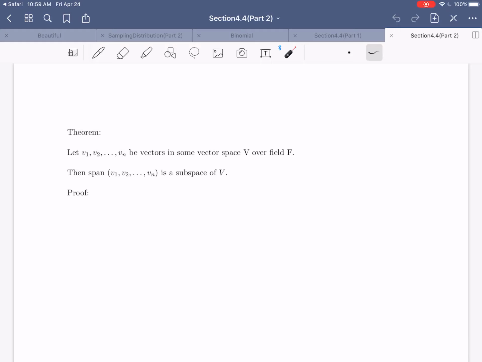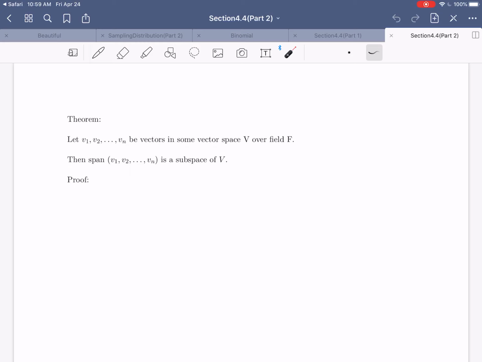After that, we'll look at a couple more examples about really trying to understand what the span of a set of vectors is. Does a set of vectors span a known vector space? And if not, what sort of space is it spanning? But to start with here, let's go ahead and talk about this theorem.